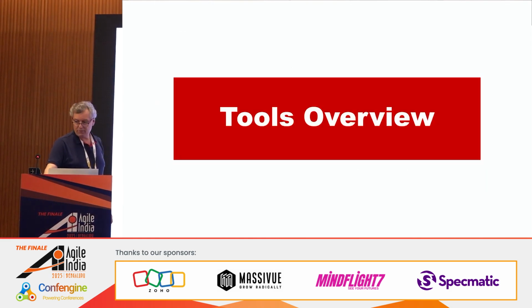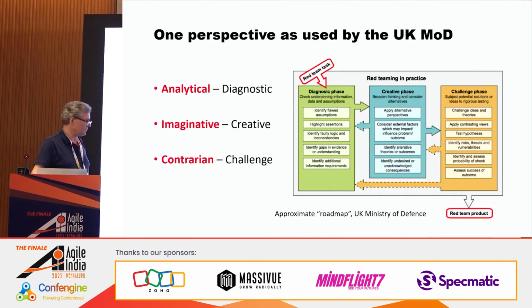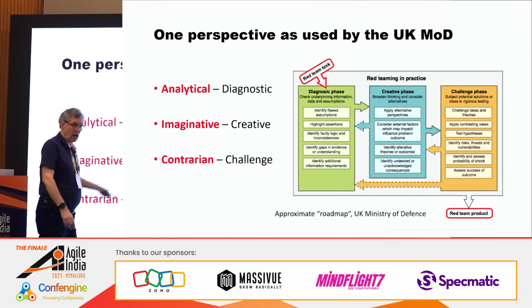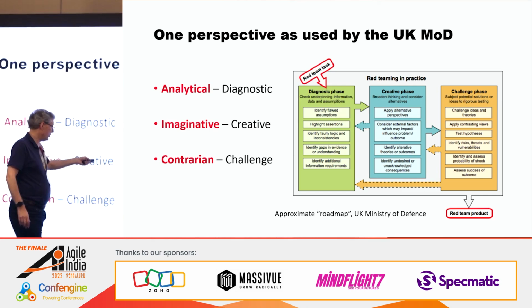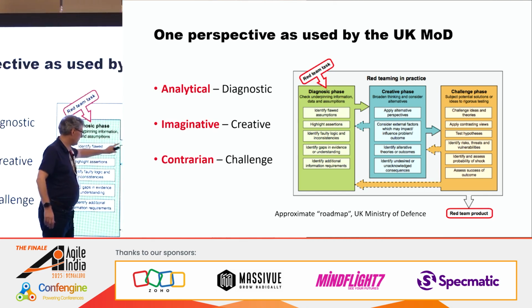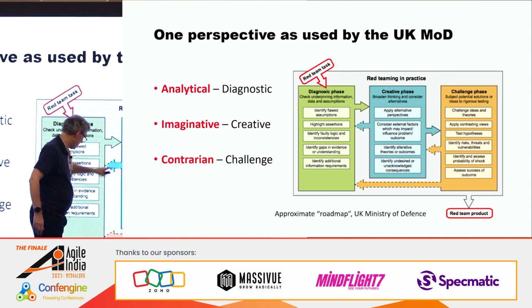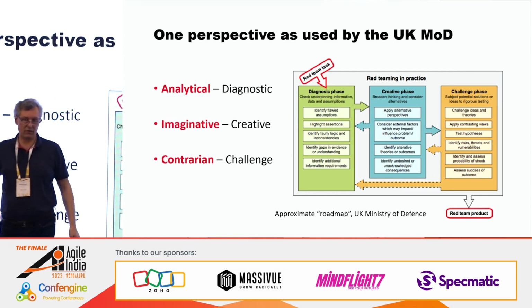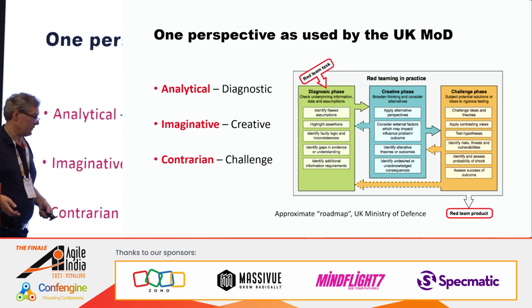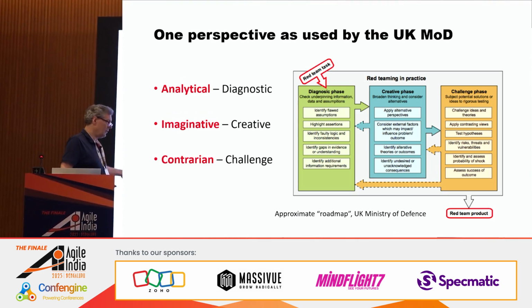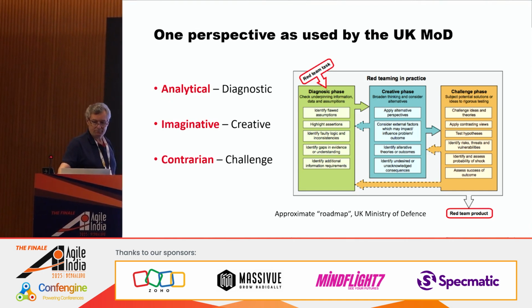A quick overview of the tools. So the UK Ministry of Defence uses the practice. As you can see, it's not a process. You might do this, you might do this, you might do this, or you might go back to do this, or you might do that, or you might do that. It's about adapting to the context in hand. And that's how they classify the tools: analytic tools, imaginative tools, and contrarian tools.